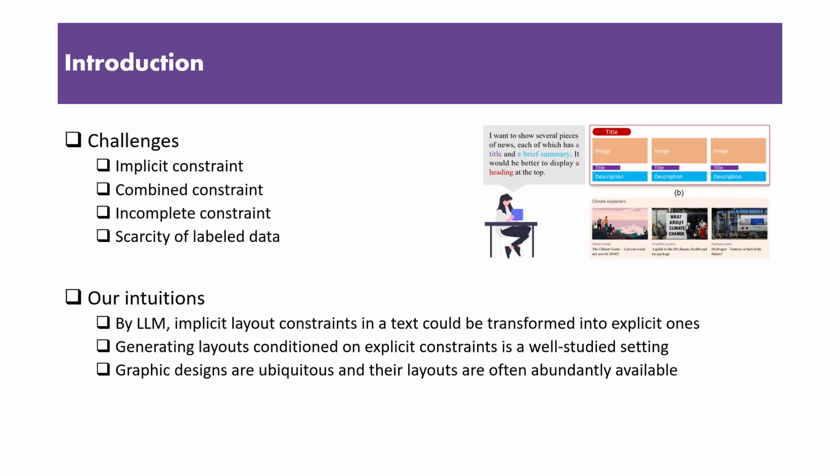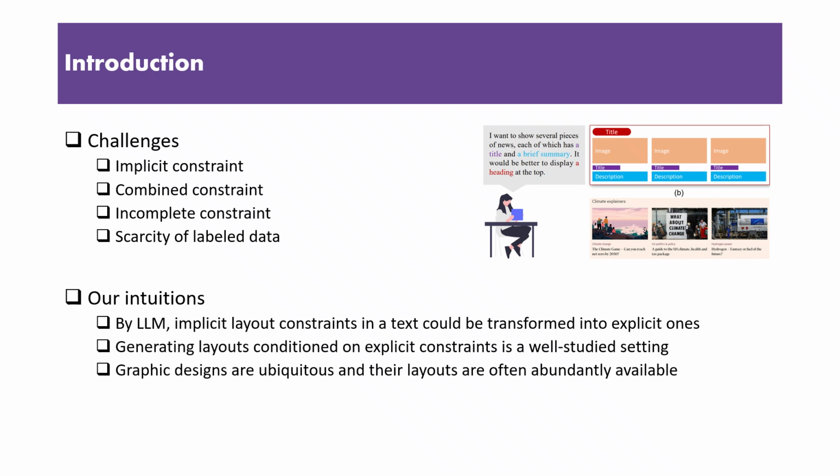While automatic layout generation has been intensively studied, text-to-layout is rarely investigated and remains a challenging task due to its unique way to specify layout constraints, including implicit constraint, combined constraint, incomplete constraint, and scarcity of labeled data.